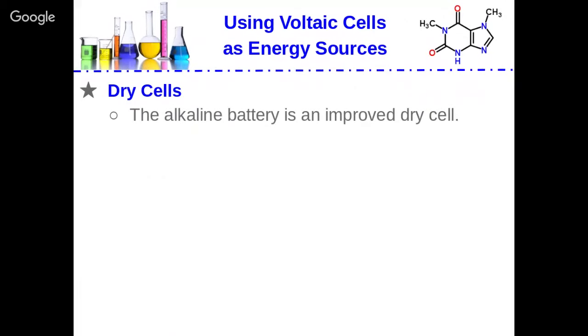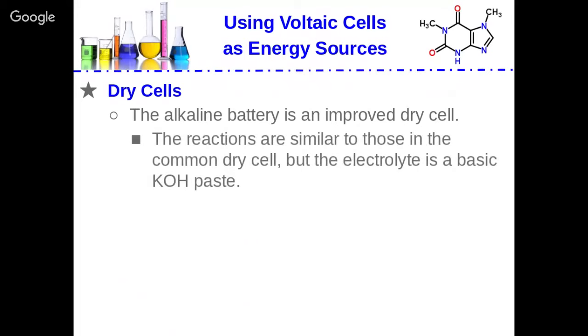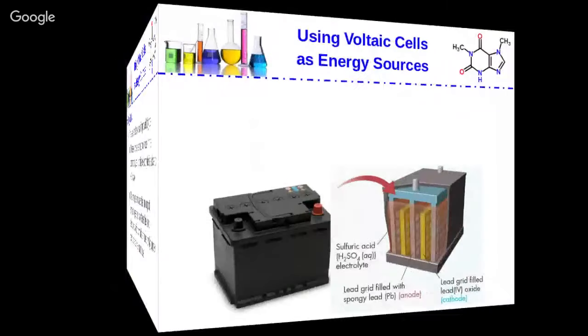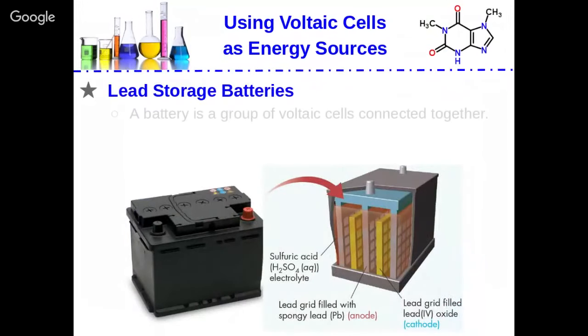The alkaline battery is an improvement of the dry cell. So the reactions are similar to those in the common dry cell, but the electrolyte is a basic KOH paste. This change eliminates the buildup of ammonia gas and maintains the zinc electrode, which corrodes more slowly under basic or alkaline conditions. Now let's talk about lead storage batteries.